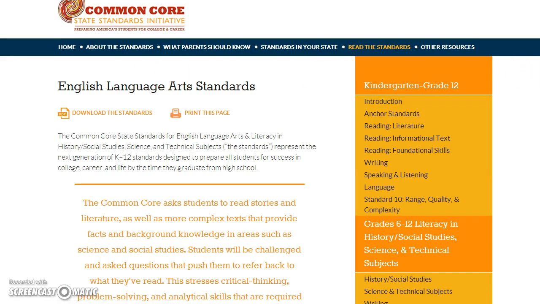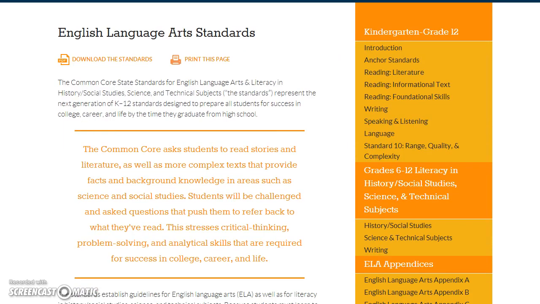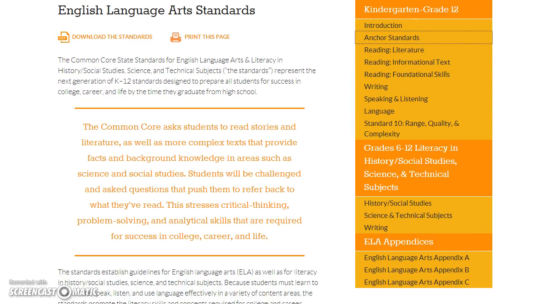But what you're going to be looking at for your lesson is the grade level standards for the area that you choose. After your anchor standards, there is reading literature, reading informational text, and reading foundational skills, which is only K-5. The idea is that by 5th grade, students have mastered these standards and they do not need to work on those anymore. You have standards for writing, for speaking and listening, for language, and Standard 10 has to do with the complexity of text and the ranges of text that students should be reading.